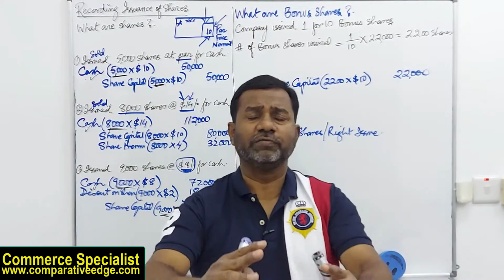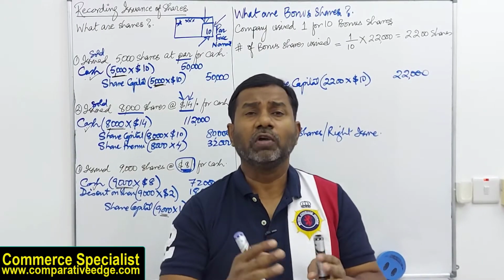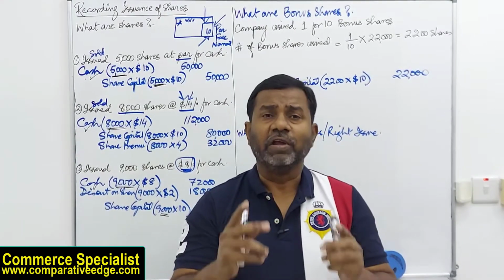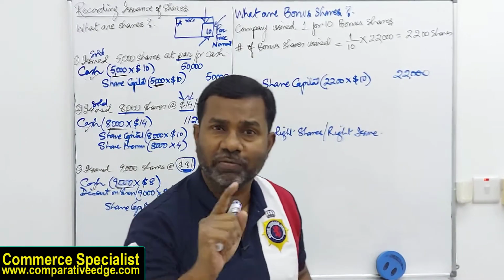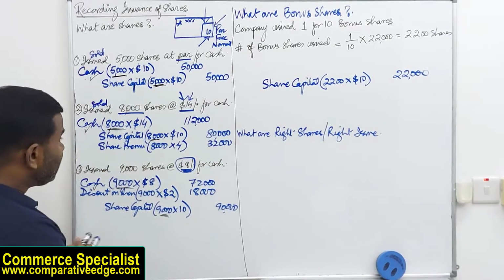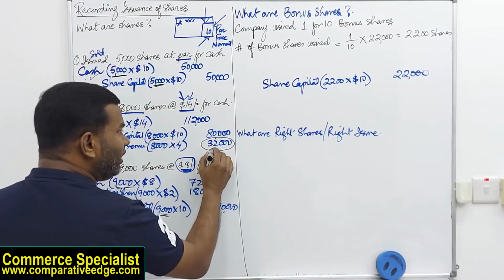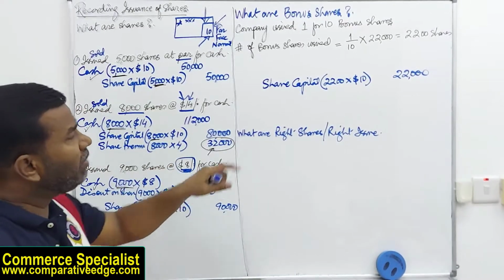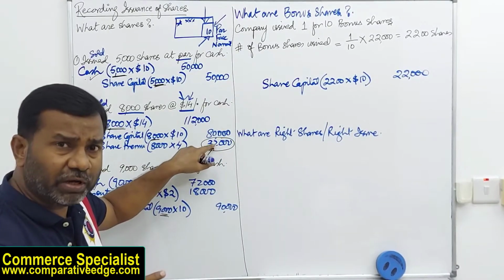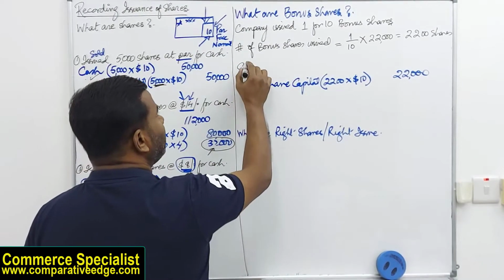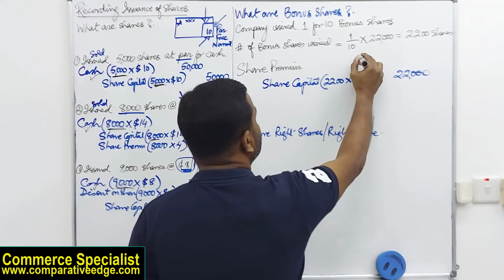So if the company is issuing shares, whether for cash or without cash, free of cost, we have to credit share capital. What will be debited? Please remember, when we are recording bonus shares, the very first thing we look at is, do we have share premium? If yes, we have share premium account. How much is the amount available here? 32,000. How much do we need for bonus shares? 22,000. So we have enough balance available in the share premium account. So we will debit share premium by 22,000.